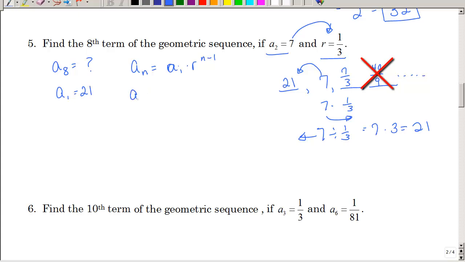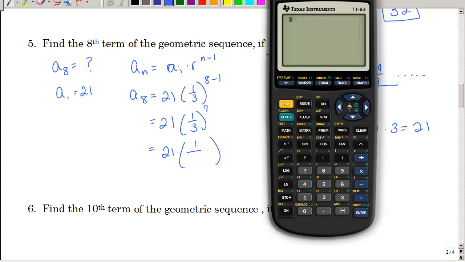So this is how I'm going to approach it. I'm going to say my 8th term is my first term times r to the 8 minus 1 power. That's 1/3 to the 7th power. That's 21 over 1. And then, because 1 to the 7th power is 1, but what is 3 raised to the 7th power? 2,187. So I have 21 over 2,187.